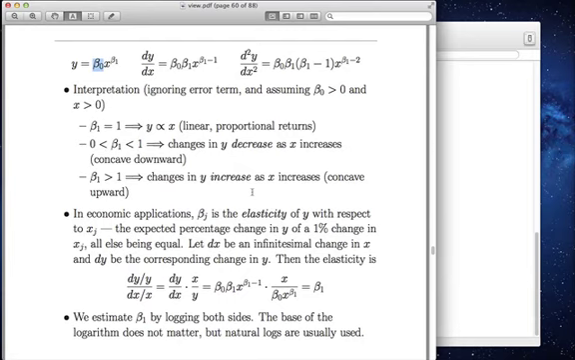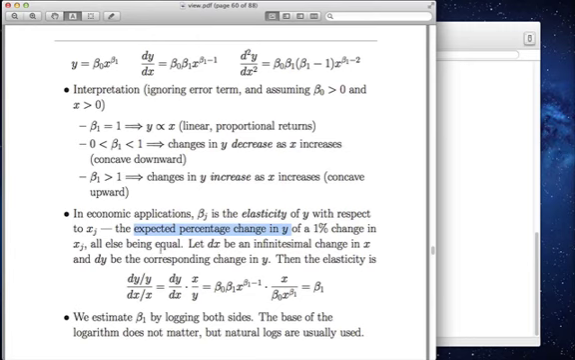Often we want to compare the coefficient beta 1 with the value 1 instead of 0, as we often do. So the value 1 means proportional. Values less than 1, greater than 0 would be decreasing returns to scale, and values greater than 1 are increasing returns to scale. In economics, these beta coefficients have a special interpretation called elasticity. So what is an elasticity? Well, elasticity is just the expected percentage change in y with a 1% change in x.